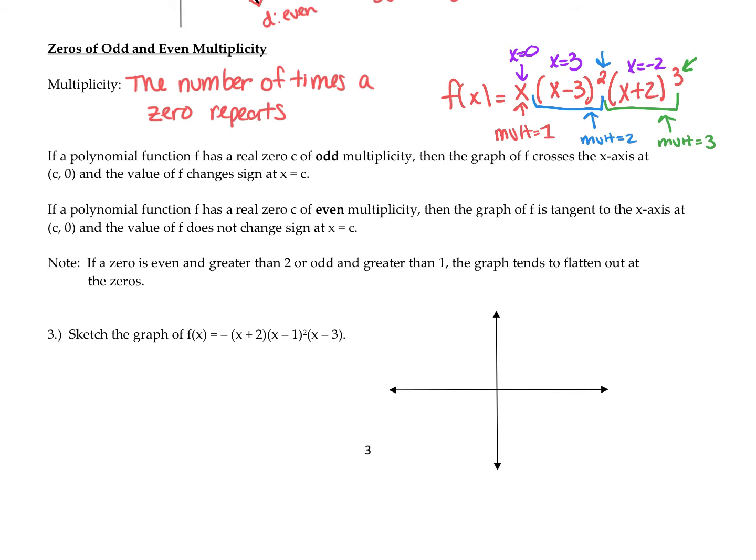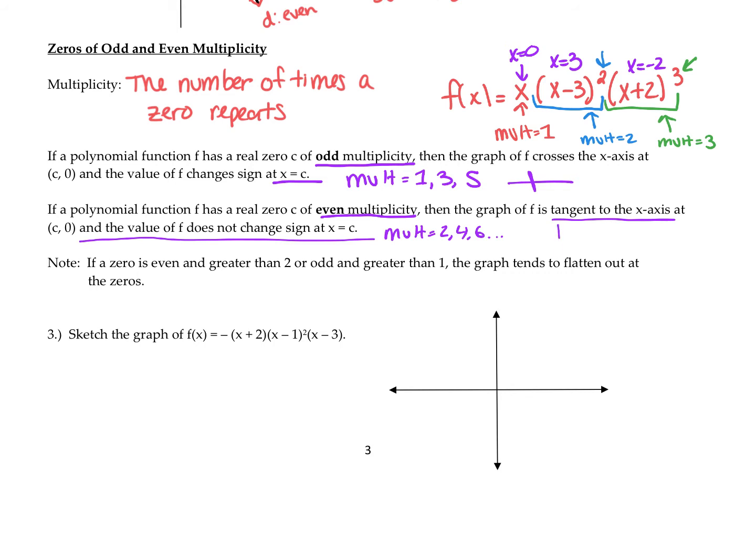If a polynomial function has odd multiplicity, then the graph crosses the x-axis at that value. So if the multiplicity is 1, 3, 5, that means it's going to go through the axis at that number. Versus if it's even, then the graph is tangent to the x-axis at that point, meaning if the multiplicity is 2, 4, 6, etc., instead of going through, so let me change this color maybe. This goes through the axis. This is going to touch the axis at that point, not go through it, be tangent to it.